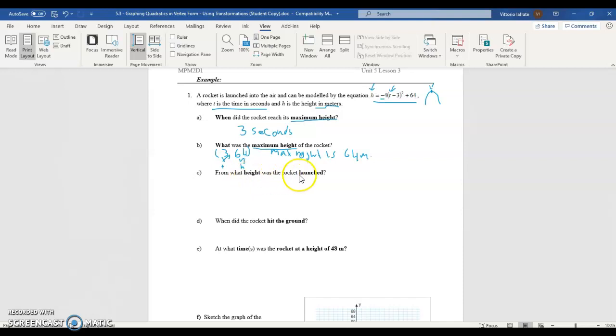From what height was the rocket launched? So what we're basically saying is, at time 0, what was your height? The launch happens at time 0. We'll finish this question in the next video, but you can try it in the meantime before you go to the next video and compare your answers.